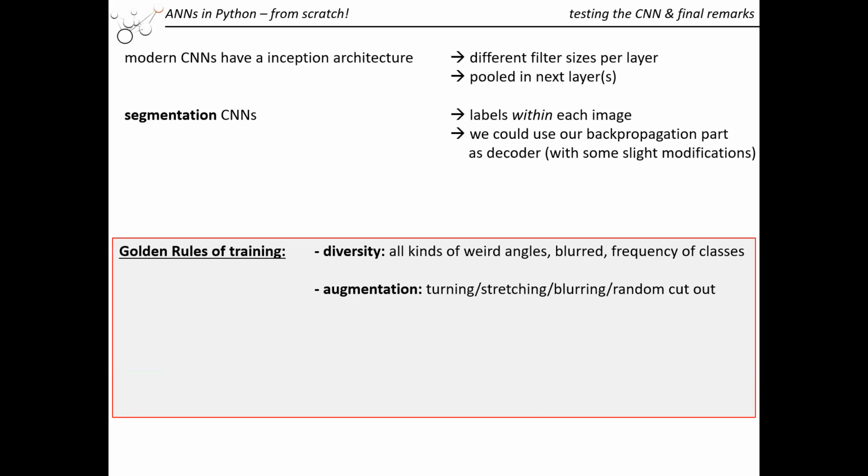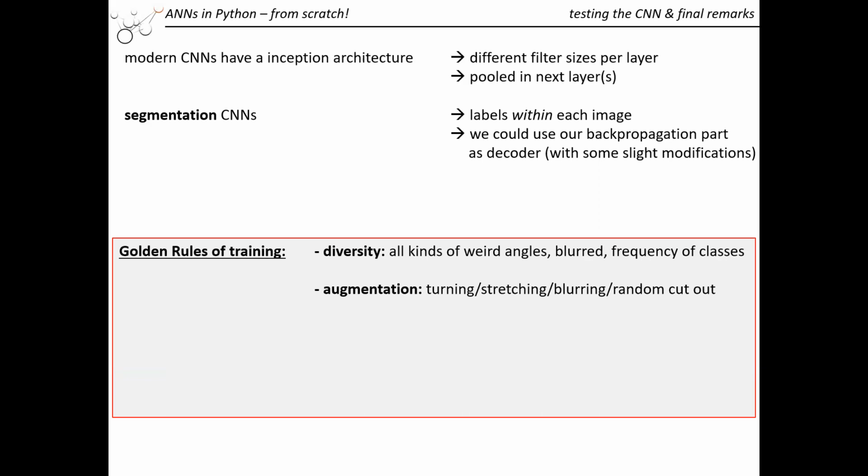So really take one image, turn it, stretch it, blur it, cut things out randomly, do the same thing, turning, stretching, blurring, 10, 50 times with one image, and then do this with all the other images. So that kind of increases your data set. And this is called augmentation, and that plays a huge role. It makes a huge difference.